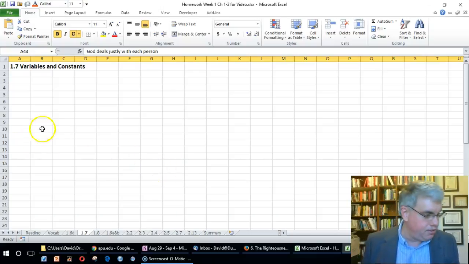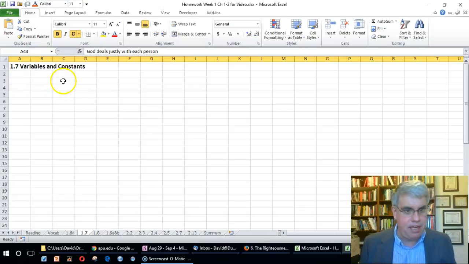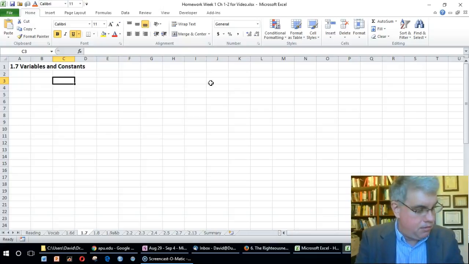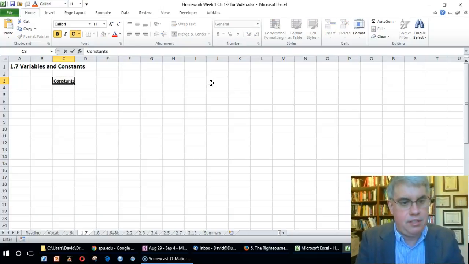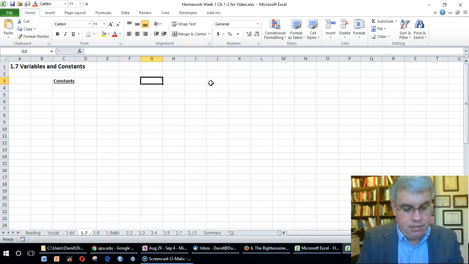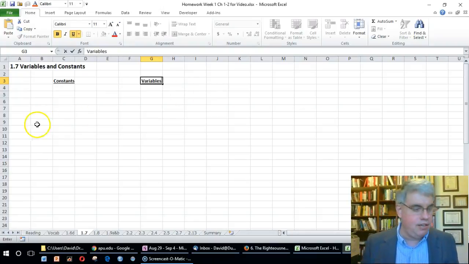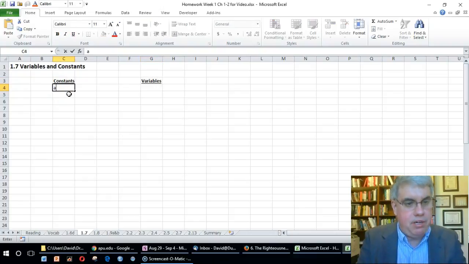So we have a list of 8 different things, and I'm going to make a column here. I'm going to call this first column constants, and then over here I will call them variables. Now let's look at the different constants and variables. The first one is the number of letters in the alphabet. Well, that doesn't change. That's 26. So we can put here A will be number of letters in alphabet.